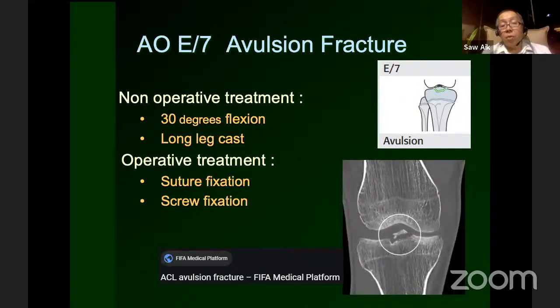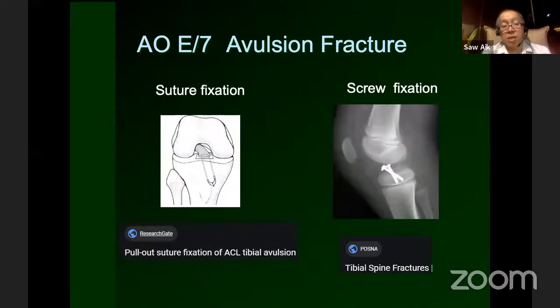Now we come to AO E7 or avulsion fracture. We are getting this a bit more often now because adolescent children go into sports. If the fragment displaces not so much, it can be treated non-operatively with either full extension or 30-degree flexion to relax the ACL. But many people now are doing operative treatment, arthroscopically reducing it and fixing using suture or screw fixation as we see over here. It allows earlier rehab and earlier return to sports.